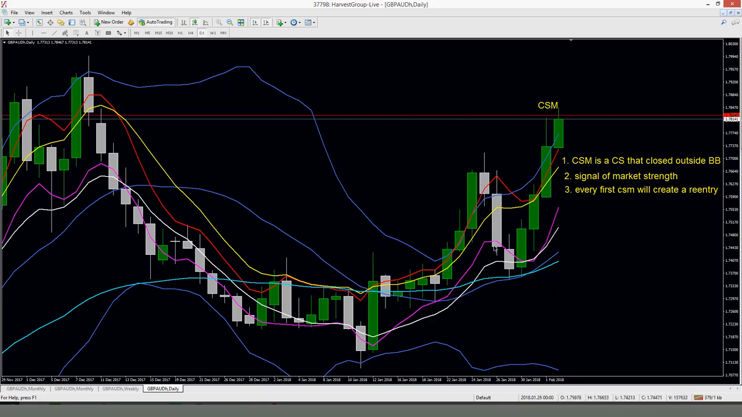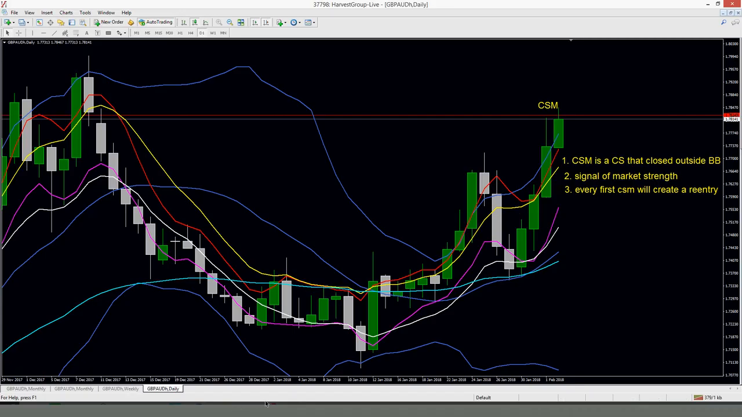Re-entries can happen at MA5, MA10, or the middle BB. There are three different re-entry points that we can access. That's a very important thing that we should be able to understand.